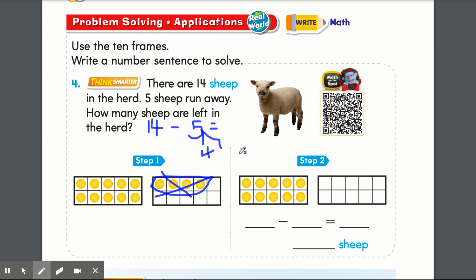Here's my 10. But remember, I still need to take away one more because it wasn't 14 minus 4, it was 14 minus 5. So I'm going to take away one more counter. And that will leave me with 1, 2, 3, 4, 5, 6, 7, 8, 9. So 14 minus 5 equals 9. So how many sheep are left? 9. Go ahead and fill that in on your workbook page, boys and girls.